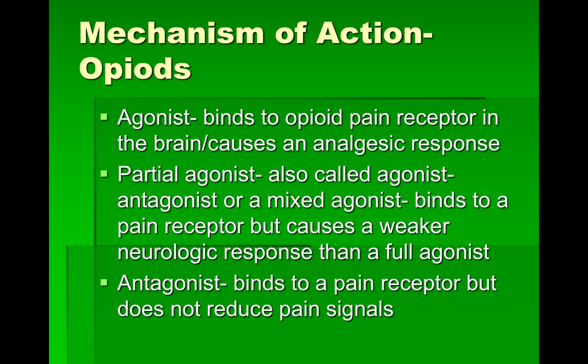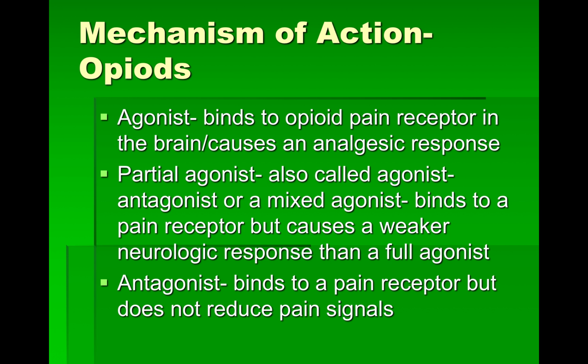A partial agonist, also called a mixed agonist-antagonist. It binds to a pain receptor but causes a weaker neurological response than a full agonist because it has partial antagonist properties, which is going to antagonize that action. And then an antagonist is going to be the opposite of an agonist. It binds to a pain receptor but does not reduce pain signals.